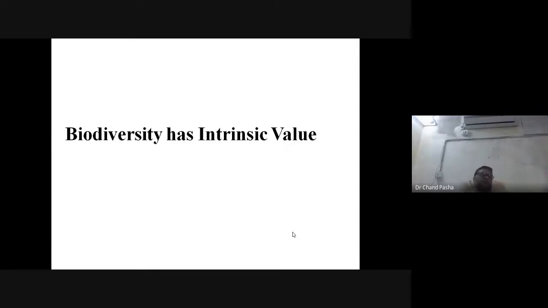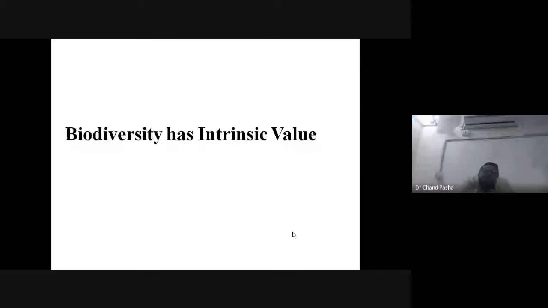Because of the COVID situation, we came to know the value of oxygen, and that biodiversity, the plants of this earth, are giving a huge amount of oxygen. We never bothered about it. We never cared about it. But this COVID situation has made us realize the value of the biodiversity of plants for oxygen production. So biodiversity has intrinsic value as well as extrinsic value.